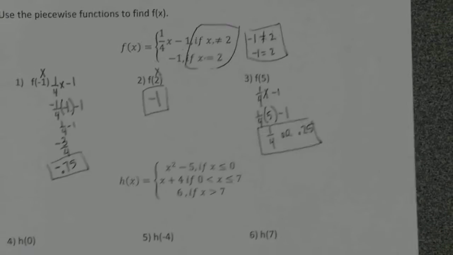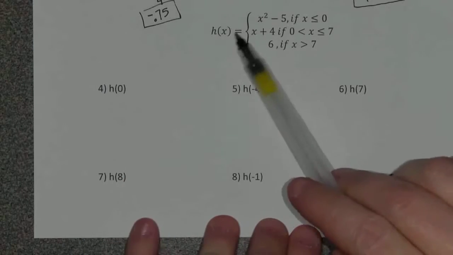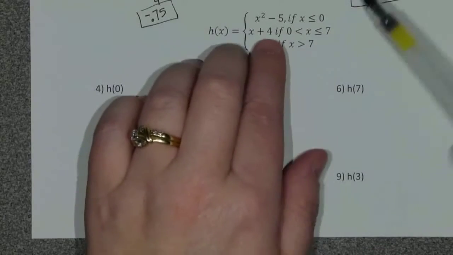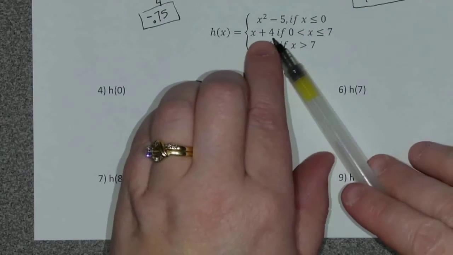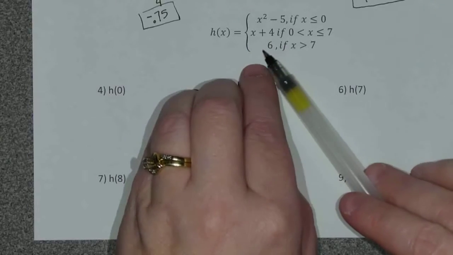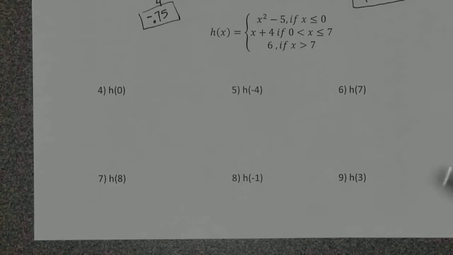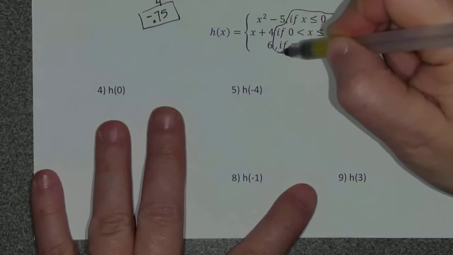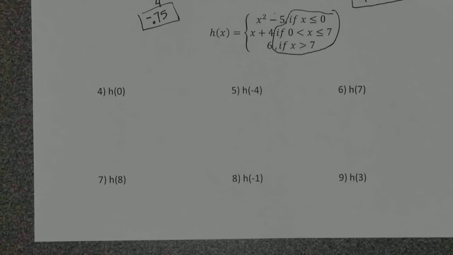All right, this next one, then we're going to do 6 problems off of this set of functions right here. This piecewise function has 3 parts to it. If we were to graph it, this would be a parabola, this would be a line, and this would be a horizontal line. So we're not graphing today, though. That's coming next week. But really what we're going to do is look at these restrictions back here to decide which one of these 3 functions I'm going to substitute into to get my answer.